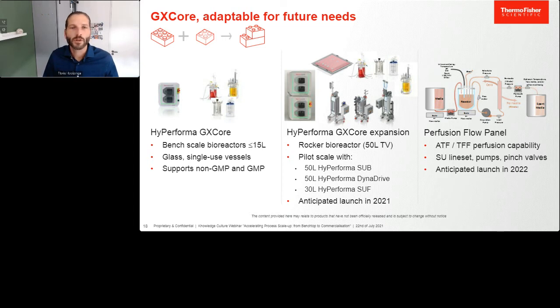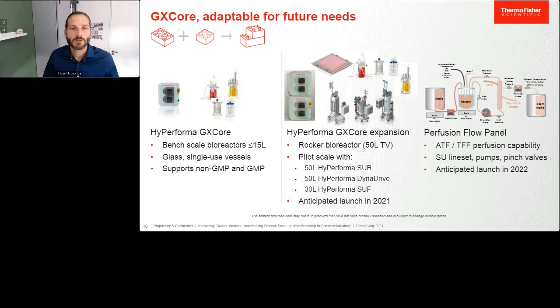The GX Core with expansion module can also run mammalian processes up to 50 liter by using our high-performance single-use bioreactor, but also our latest single-use technology, the 50-liter DynaDrive, which Nevi already mentioned. This is a great benefit as this helps you to scale up easily to potential commercial manufacturing scale of 5,000 liter in our high-performance DynaDrive. It is also capable of running a high-performance 30-liter single-use fermenter for microbial applications.